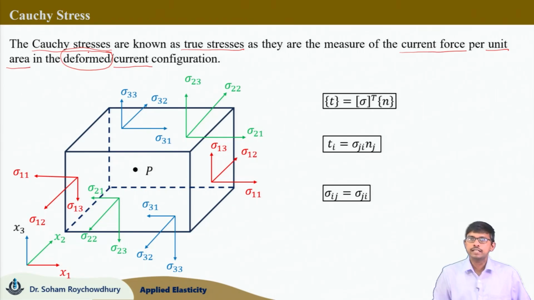We had shown that T equals sigma transpose n, the relation between the Cauchy stress tensor and the surface traction vector T, which in index notation can be written as T_i equals sigma_ji n_j. We had also shown that the Cauchy stress tensor is symmetric, thus sigma_ij is equal to sigma_ji.